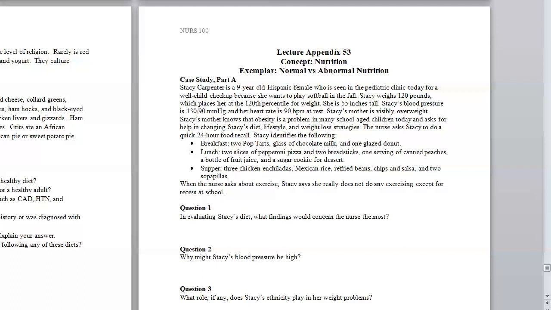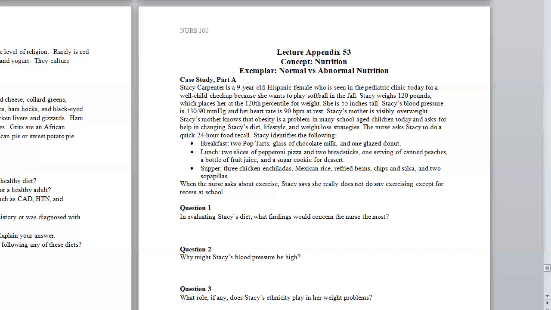So when the nurse asks about exercise, Stacy says she really does not do any exercising except for recess at school. So wow, look at this food that this child eats. Isn't it funny? We just got done looking at the Pop-Tart labels. So it makes us more aware of how non-nutritious that particular breakfast food is, because again, then she has a glass of chocolate milk and she has a glazed donut, so a lot of sugar and calories. She begins the day with her breakfast meal.